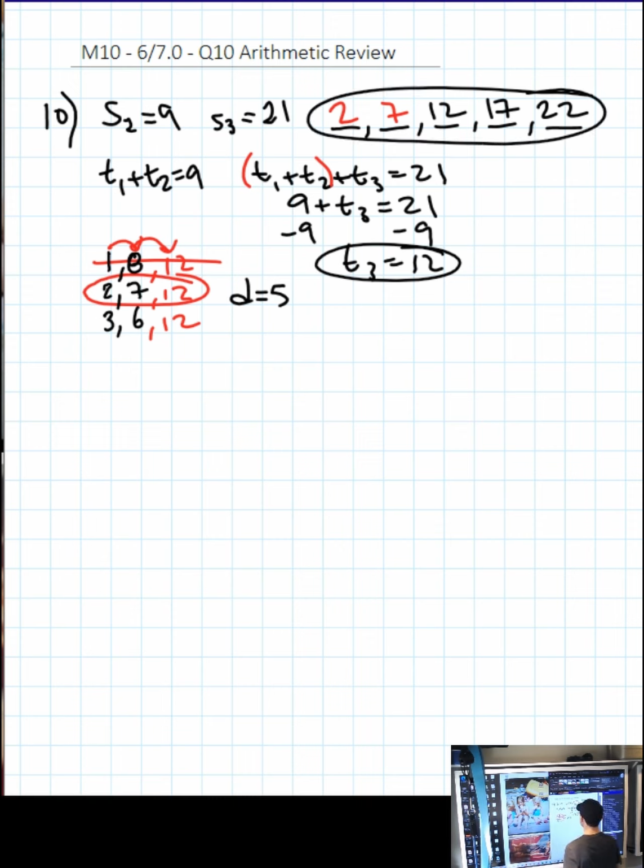Circle your answer, finding the first 5 terms. So notice we did that with not guess and check, but some kind of logic. Knowing that the first 2 terms added up to be 9, deciding on what those terms could be, then using the next term that we figured out, using an interesting form of substitution, and then solving the question.